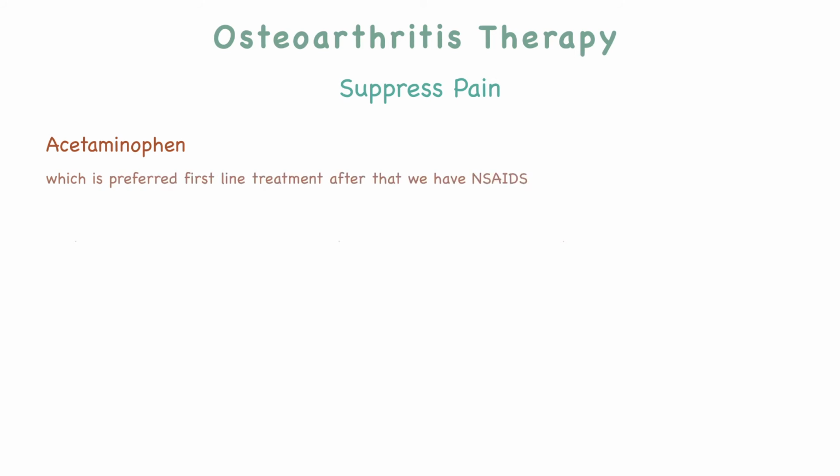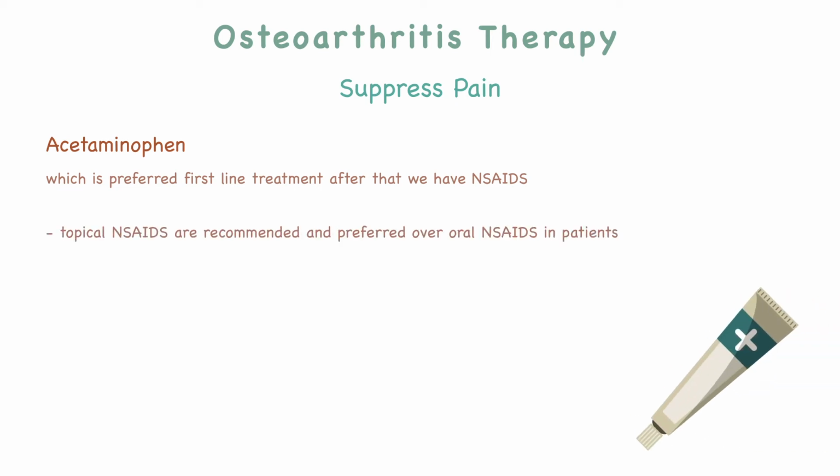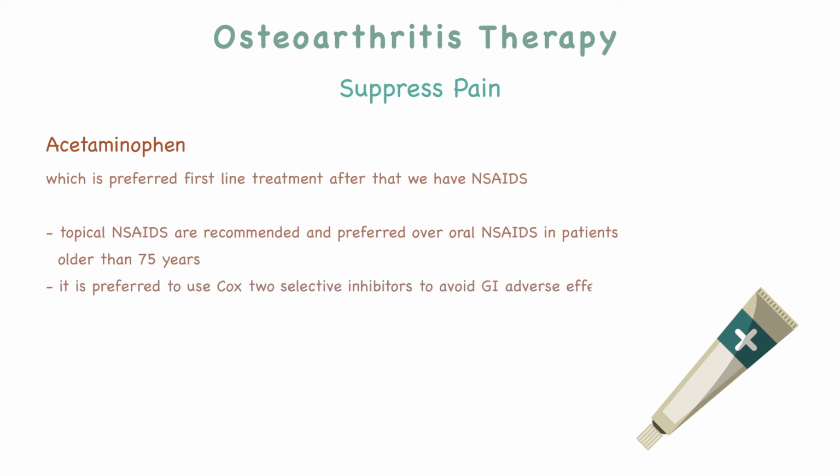Now, for treatment of osteoarthritis, the goal is to relieve the pain. So first, we have acetaminophen, which is the preferred first-line treatment. After that, we have NSAIDs, which are recommended if patients failed acetaminophen. Topical NSAIDs are recommended and preferred over oral NSAIDs in patients older than 75 years to avoid NSAID side effects. Then it is preferred to use COX-2 selective inhibitors to avoid GI adverse effects.